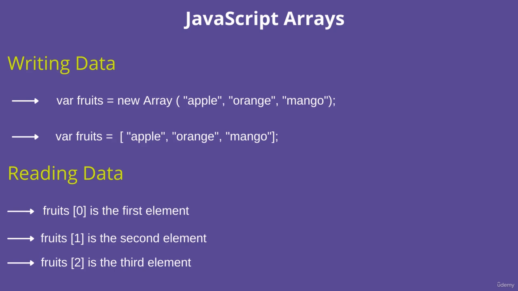Once you have defined the array, and after that if you want to retrieve the elements separately, what you can do is write fruits, the name of the array, and then in the square brackets you can pass the index. As I said earlier, the index will start with 0. So when you say fruits[0], it will give you apple, fruits[1] will give you orange, and fruits[2] will give you mango. So let's see practically now how we can start implementing the concept of arrays.